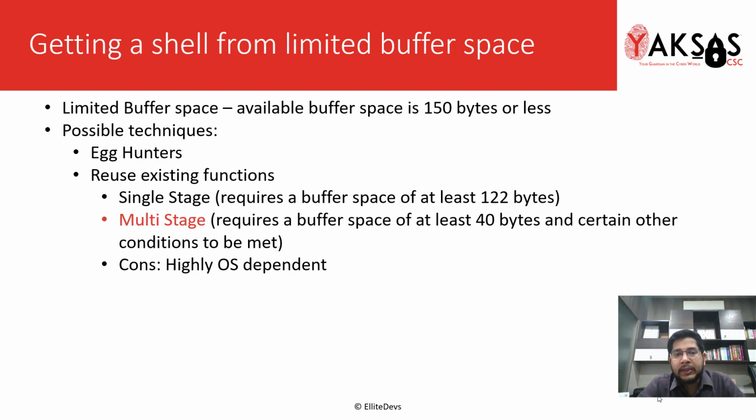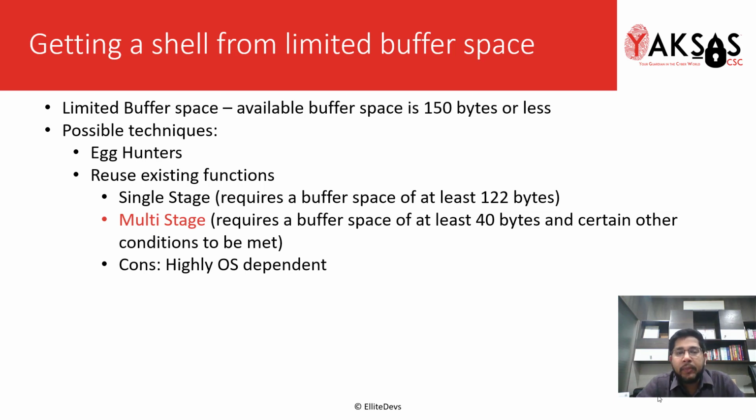Now possible techniques that we can use are: one is egg hunters, wherein you send the egg hunter code, which is usually 32 bytes, as part of your first payload that will be stored in this limited buffer space, and then using some other technique you manage to store a larger payload, let's say a reverse TCP shell, in some other memory region which is not directly accessible to you. But we have already seen this technique, so I'm not going to go into details of it. You can see our previous modules if you want to learn more about this technique.